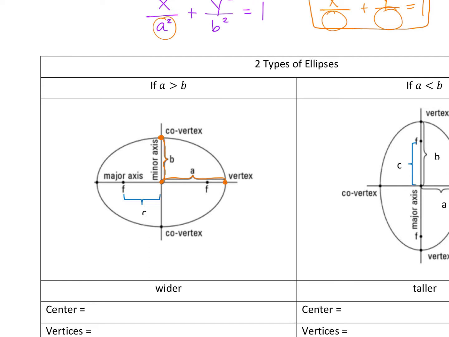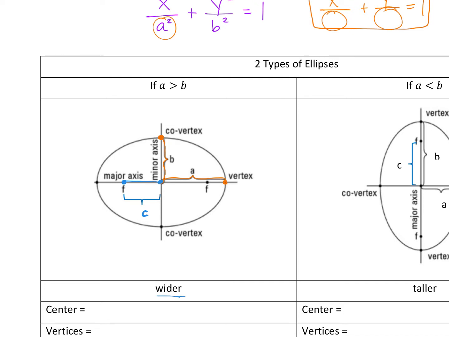And then the last thing is the center to your foci. That's a length of C. Sorry, my C kind of got cut off there in the notes. So you have these lengths of A, B, and C in every ellipse, okay? You also have what are called vertices and co-vertices. In this case, we're going to talk about all the different pieces.